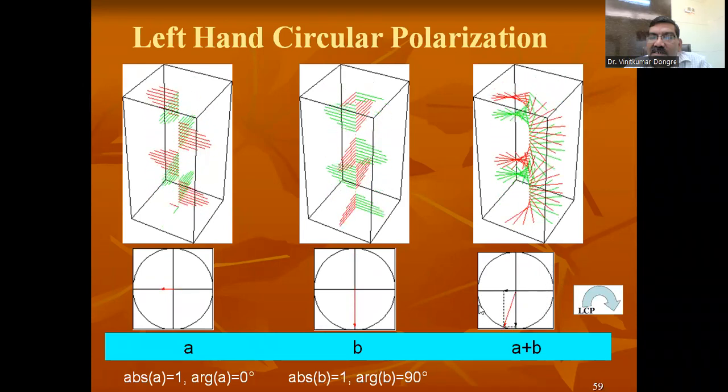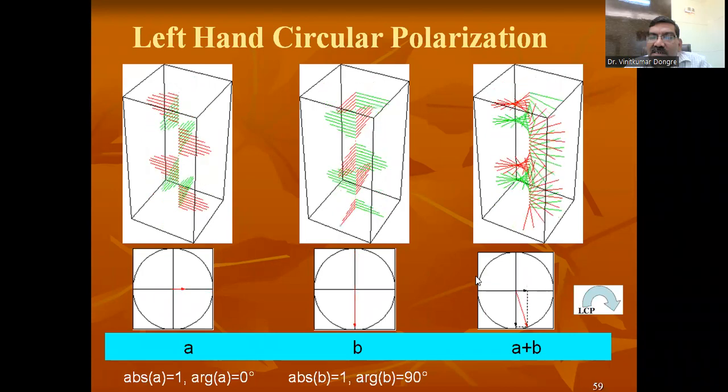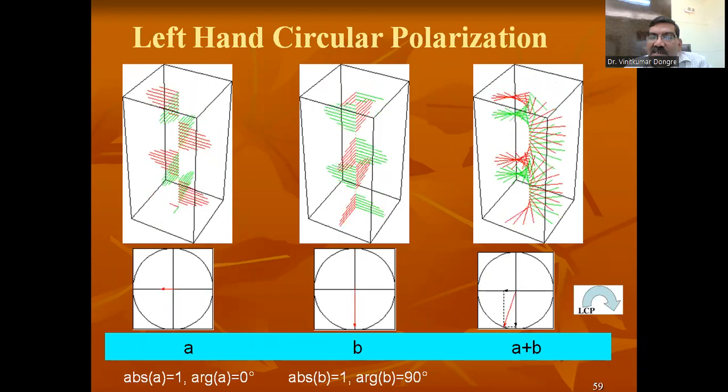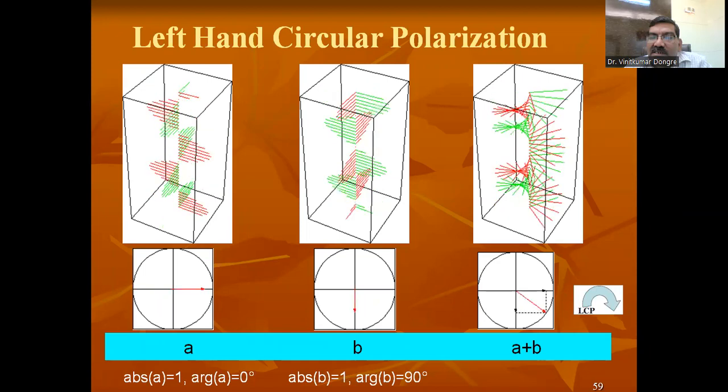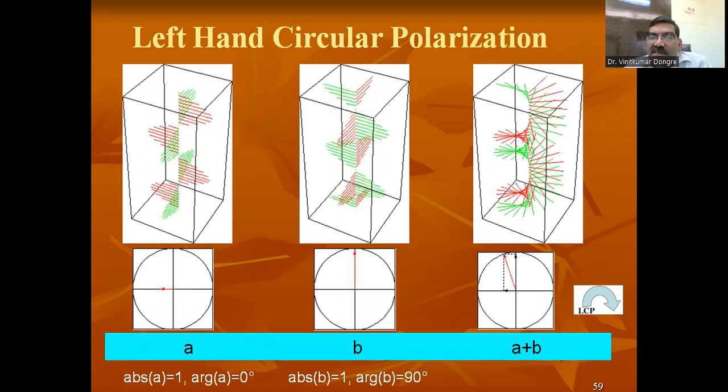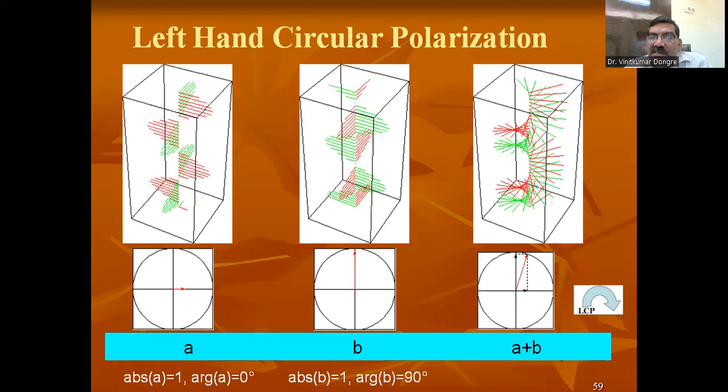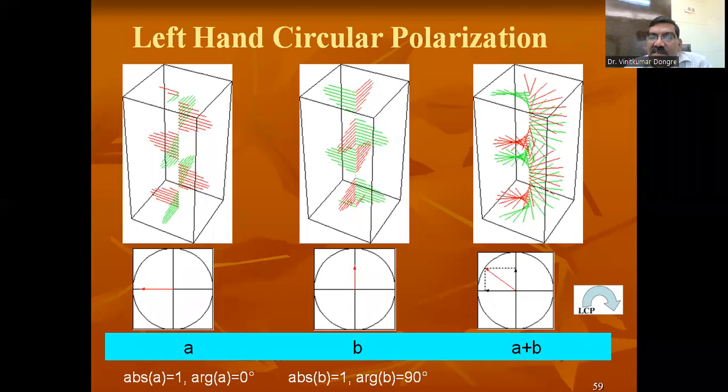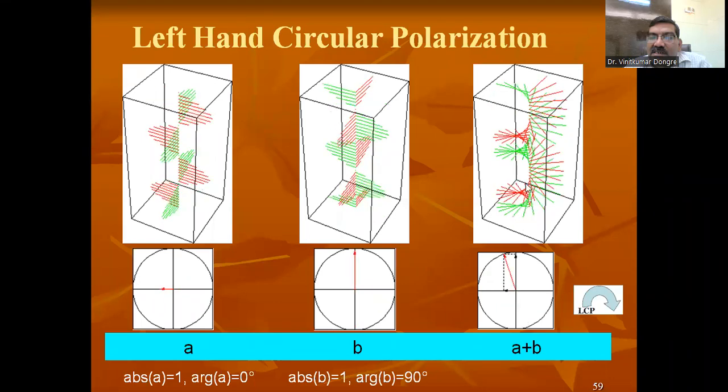If this is clockwise, so going from left side to right side. Left-handed means the starting point is from the left side to the right side. So this is what we can see as clockwise. So this is what left-handed circular polarization is.